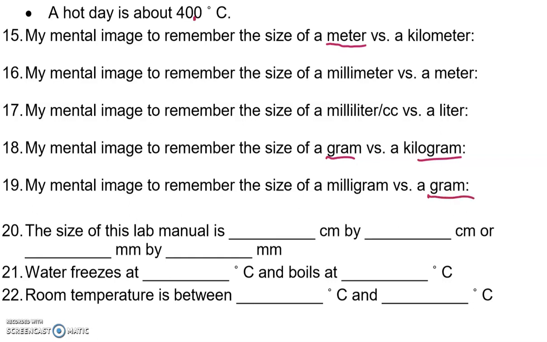And if you take a page of your lab manual and measure it in centimeters, you'll get something like 22 centimeters by 28 centimeters. If you convert that to millimeters, then you just have to add a 0, so move the decimal place one place to the right. So then we have 220 millimeters by 280 millimeters. Water freezes at 0 degrees Celsius and boils at 100 degrees Celsius. And room temperature is somewhere between 20 and 25 degrees Celsius.